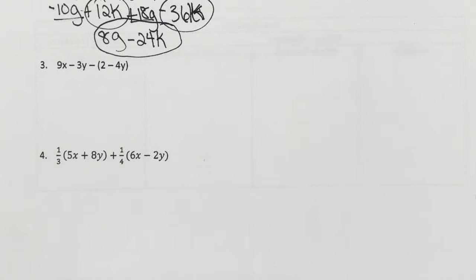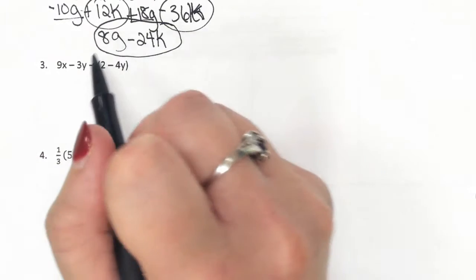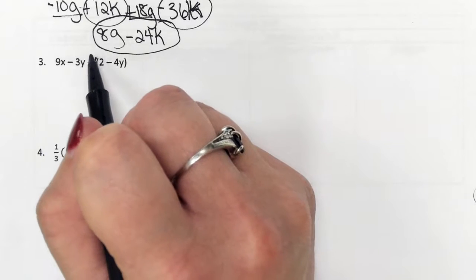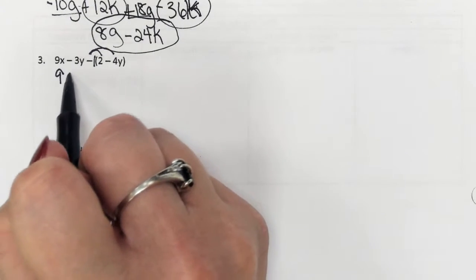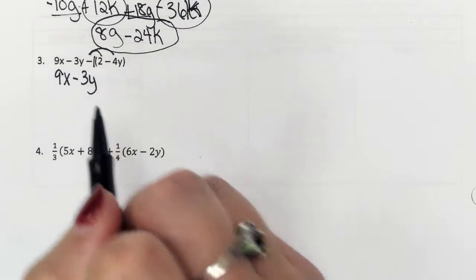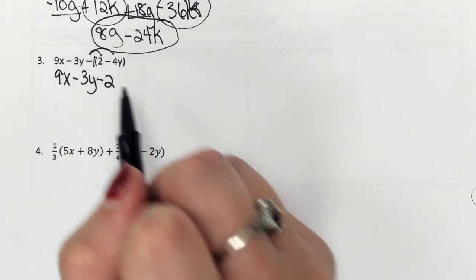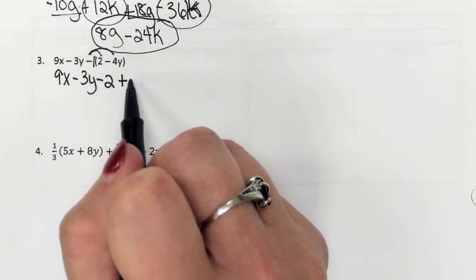All right, number 3, do you see anything? The 2 Y's. You can't do the 2 Y's yet. What's that little symbol that's keeping you from doing that? The negative 1 with the parentheses, right? Which means that I have to distribute first, okay? Now what would I get? Negative 2 plus 4Y.